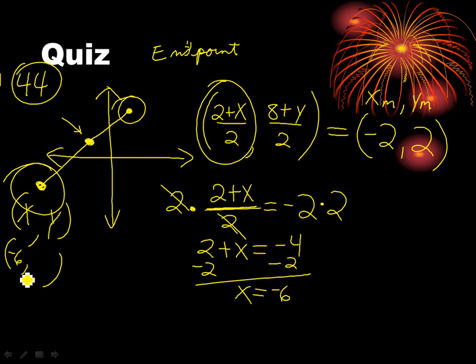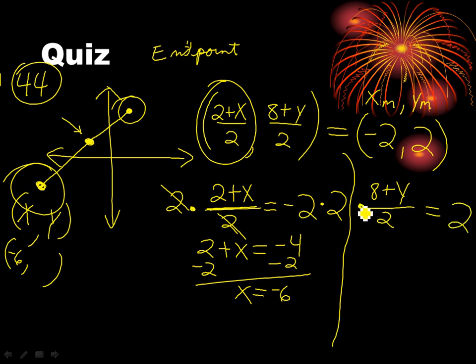No. We've got to do the same thing for the y. Somebody tell me how to set up the equation for the y. What do I write down? 8 plus y, divided by 2, equals negative 6, or negative 2, or 2. Multiply both sides by 2.